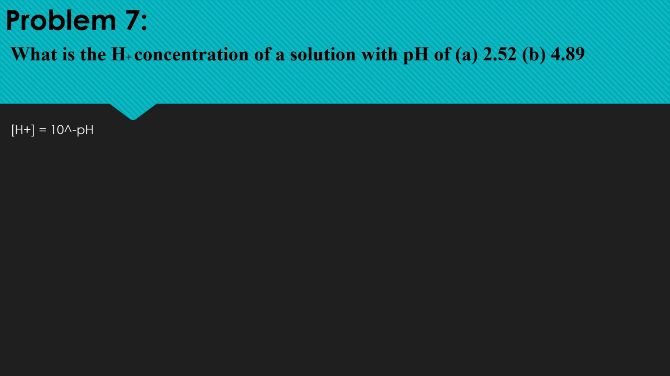Problem 7. What is the hydrogen ion concentration of a solution with pH of 2.52 and 4.89? So this is really easy. They're just giving us the pH this time, and we have to find the hydrogen ion concentration. So we just have to use this formula right here, and I'll help you set up problem A. The hydrogen ion concentration is equal to 10 to the negative power of the pH. So for A, it is 2.52.